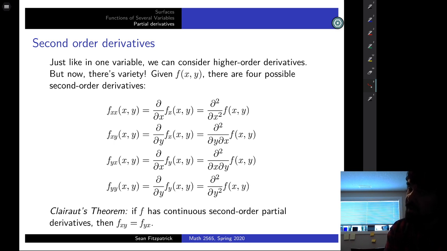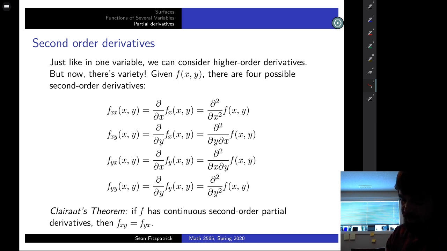Is it going to be still another derivative with respect to x, or are you going to do the derivative with respect to y, right? So if you do the derivative with respect to x, and then you do the derivative with respect to x again, well, then you've done two derivatives with respect to x. And so we might write that like this. fxx means take the derivative twice with respect to x.